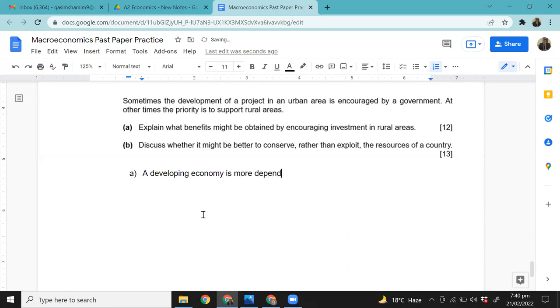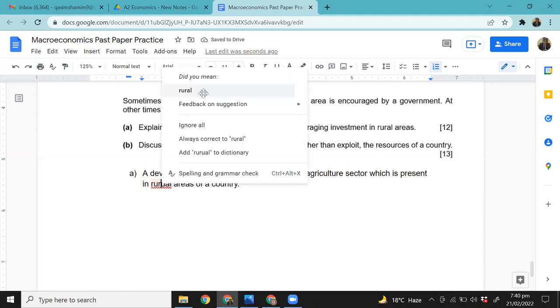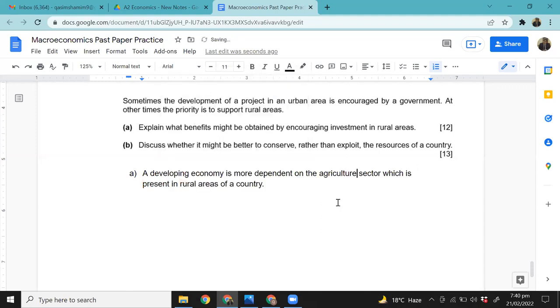is more dependent on the agriculture sector, which is present in rural areas. So a developing economy is more dependent on the agriculture sector, as we know, right? And therefore, it's important that the country invests in rural areas, because that is the sector which is contributing most to its GDP, right? I don't know the exact figure, but still in Pakistan, the primary sector contributes more than 50% to the GDP, right?